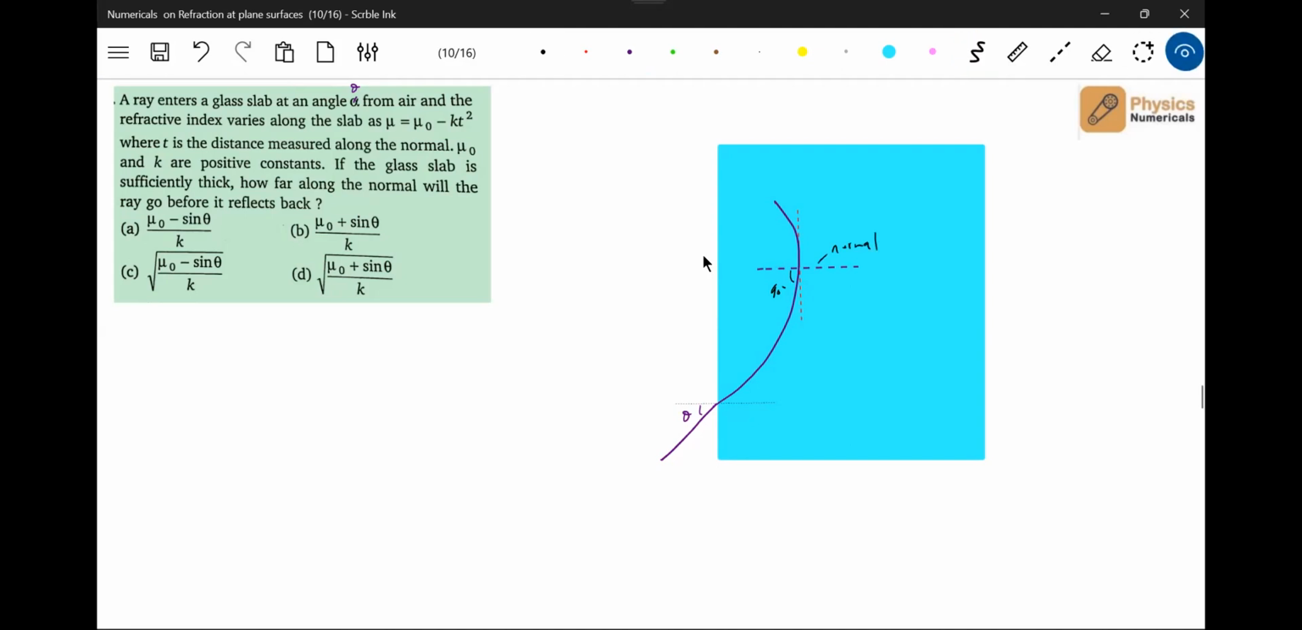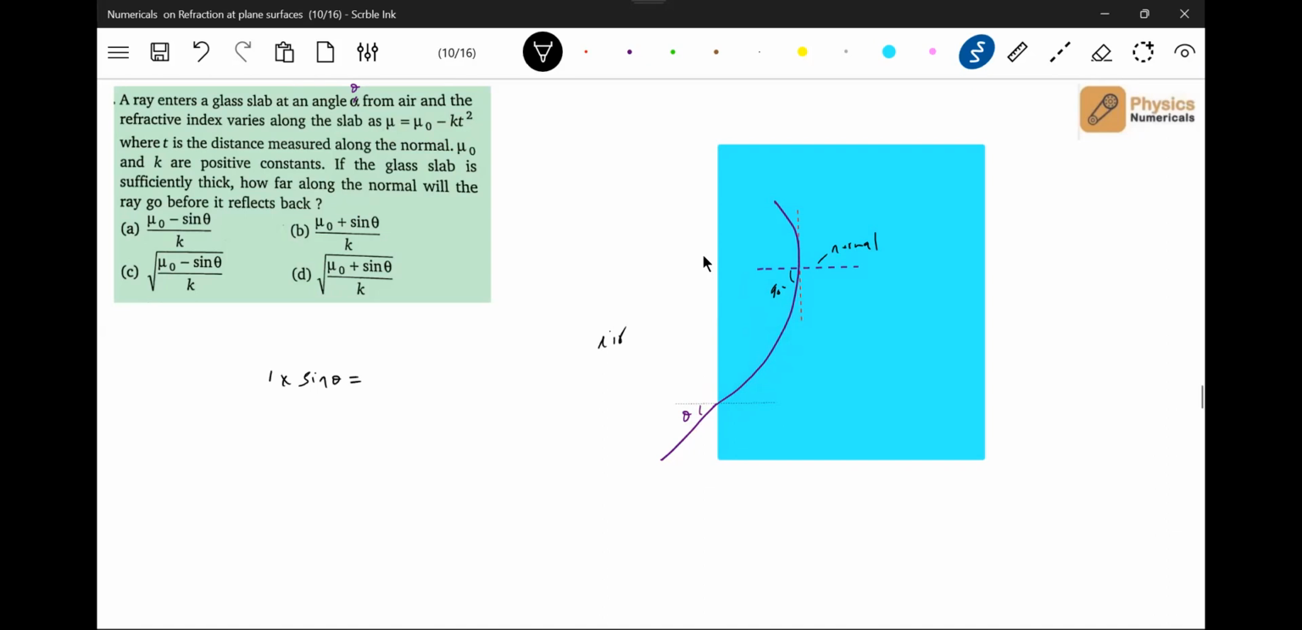Sir, how can you give the diagram? Because see, as t increases, the mu will decrease. So the ray is moving from denser to rarer. First it will bend away from normal. Afterwards it starts this one. Okay, this is here. So now what can we write?